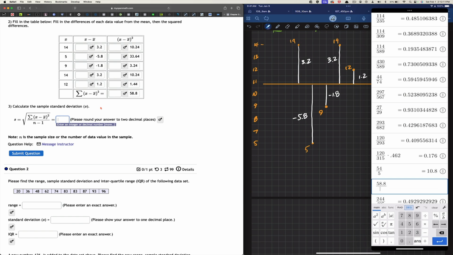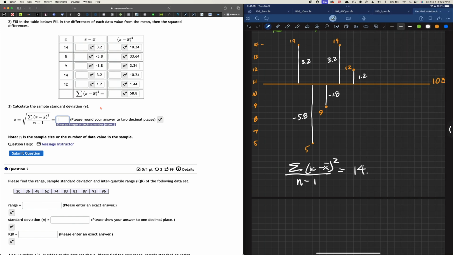58.8 divided by n minus 1, which is 5 minus 1, which is 4, and I get 14.7. That, in fact, is this before I take the square root. It's without the square root. I just did this stuff under here, and we get 14.7.